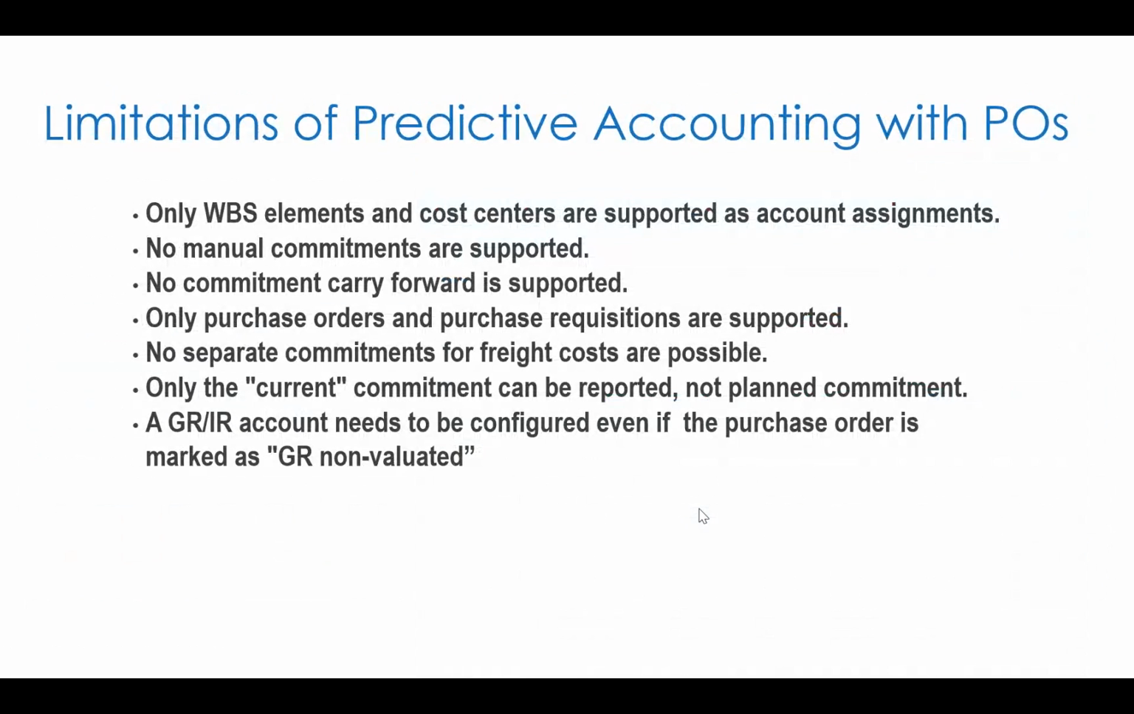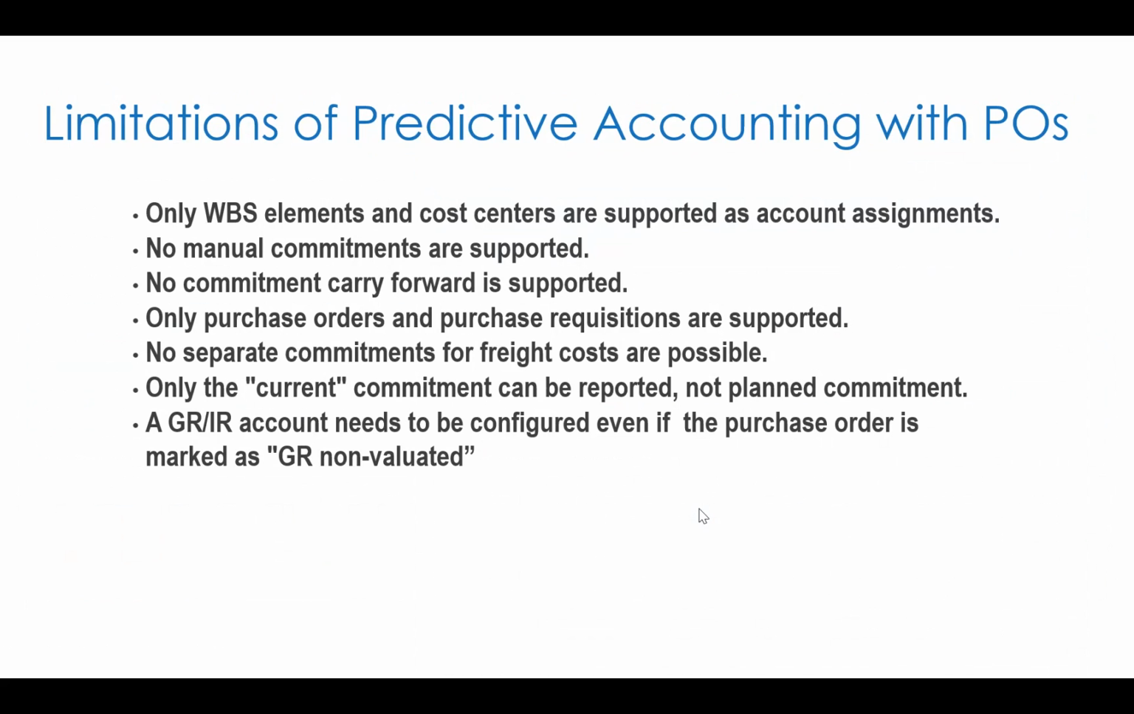Okay. Now, at this point in time, there are limitations for predictive accounting. And I have to point this out because it's easy for someone to say, hey, you know what? In S/4, we don't need to use our old commitment management. We can go full hog into this predictive accounting extension ledger. But for now, there are limitations, and one is that it's only for WBS elements and cost centers.